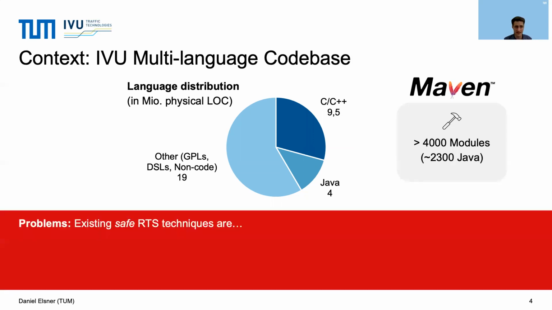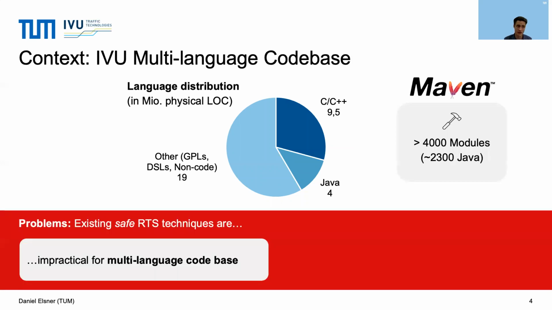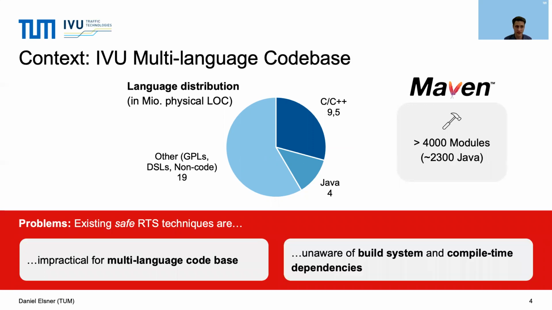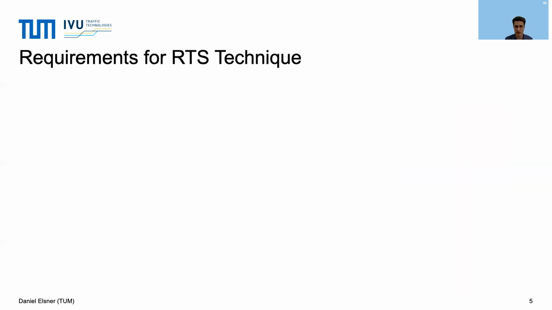Now, the problem with existing safe RTS techniques is that first, they are impractical for multi-language code bases. And secondly, they are unaware of build system or compile time dependencies. So say we have a change in one of the POM XMLs, for example, we replace a runtime dependency, existing RTS techniques will not take that into account. And therefore, we require a different approach for safe RTS. And here are the requirements that we collected.